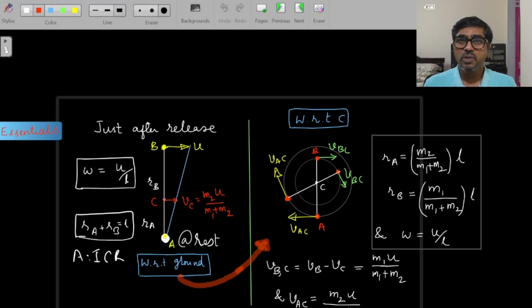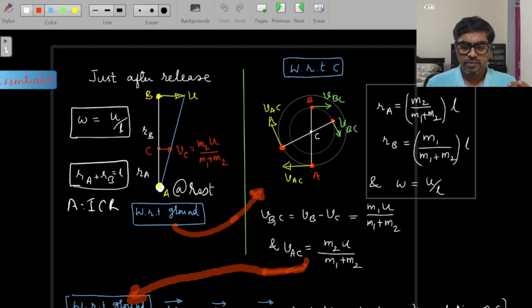Now velocity of B with respect to C we can write as VB minus VC. VB we know already, it is u just after the release, and VC we have already calculated, m2u upon m1 plus m2. If you just substitute, you will get m1u by m1 plus m2. So velocity of B depends on mass of A, inverse ratio of masses. Same way velocity of A depends on mass of B there. VAC equal to m2u by m1 plus m2.